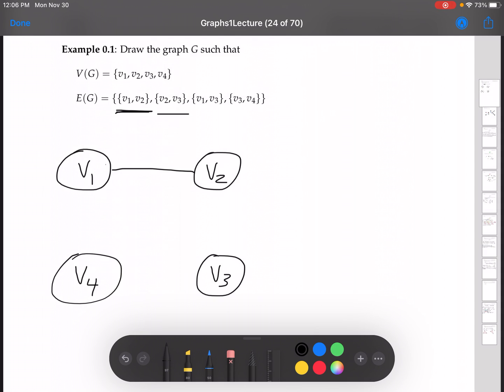All right, now the edge {V2, V3}, that's that there. The edge {V1, V3}, that's that edge. And the edge {V3, V4}, that's that edge. And that's our graph.